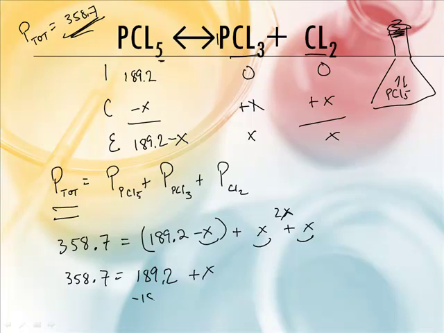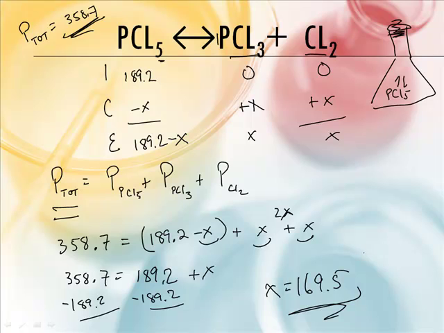So if I subtract 189.2, I do not need a big calculator or solver on this one. On my calculator, I take 358.7 minus 189.2, and I get 169.5. So I get x to be 169.5.